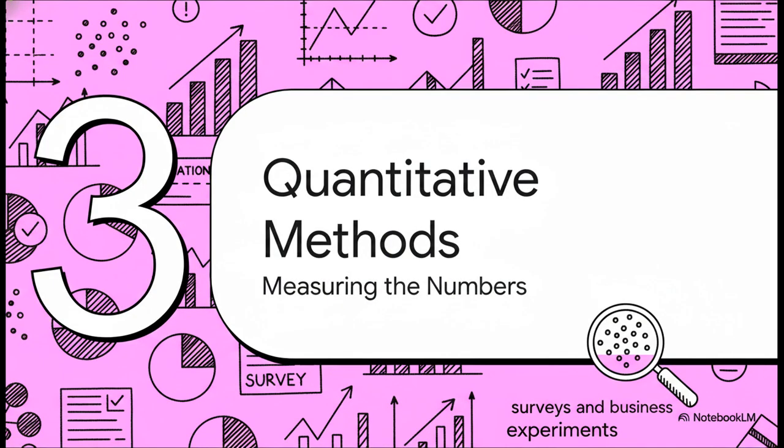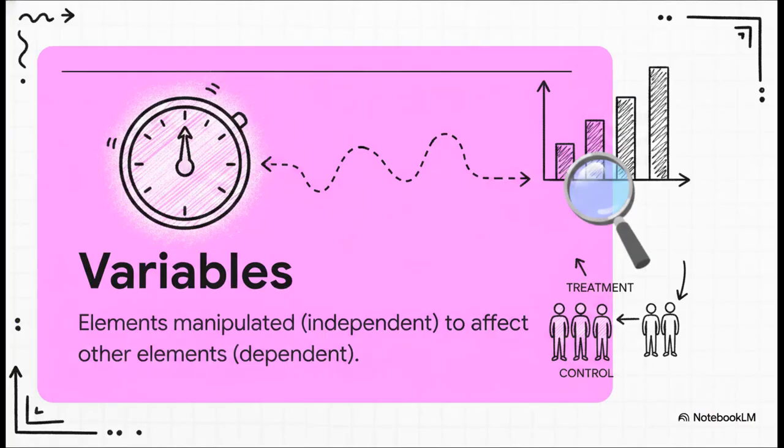All right, let's get into the hard data with Section 3, quantitative methods, the numbers. When you're running a business experiment, you're gathering targeted data by manipulating and measuring variables. Think of it like operating a machine. The independent variable, that's the dial you turn, the element you are directly manipulating. The dependent variable is the reaction you measure. It's the element you're hoping to affect by adjusting that dial.